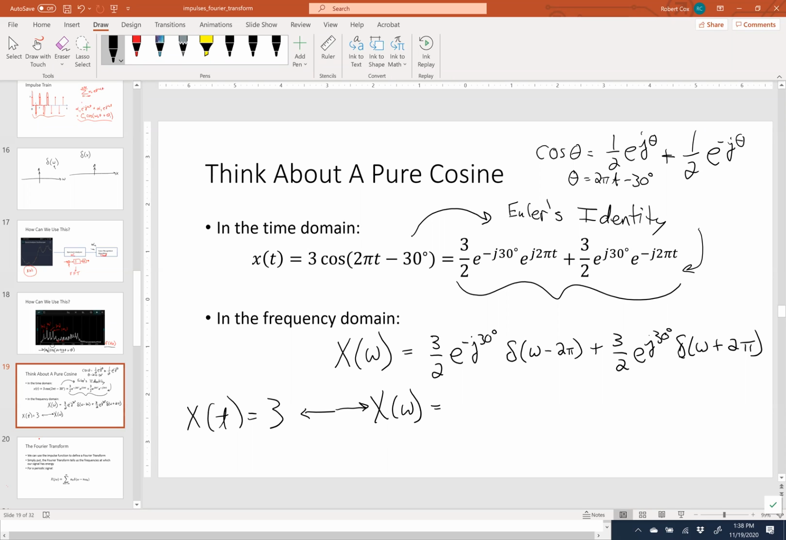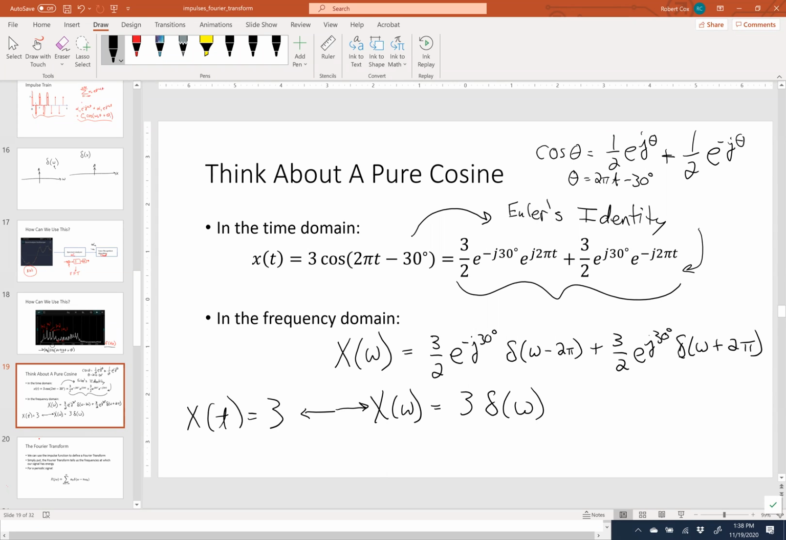And I'm going to say that he has energy only at 0. So I'm going to express that as 3 times delta of omega. In other words, there's only energy at 0 radians per second, or 0 hertz. Only at those frequencies.